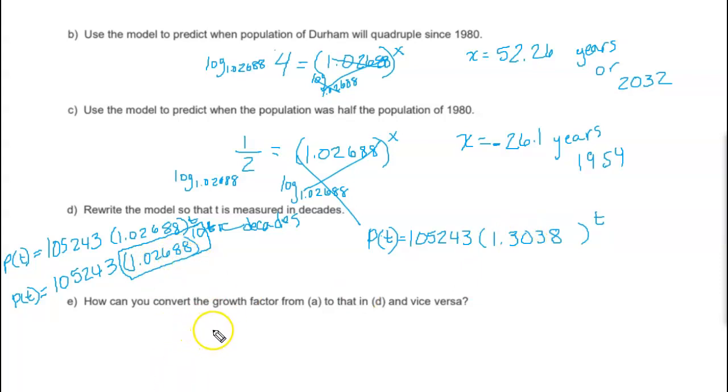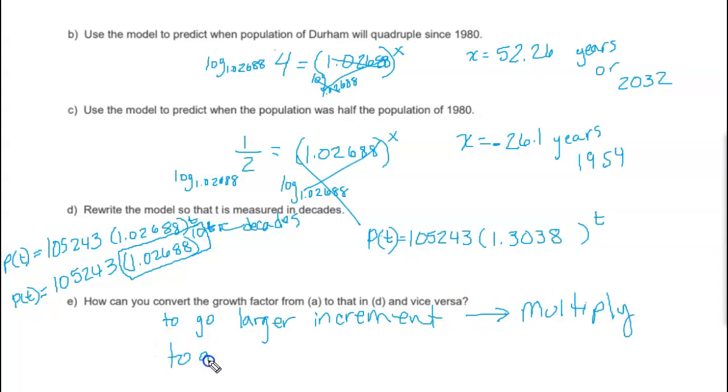How can you convert the growth factor from years to decades, and vice versa? The big idea here is remembering how many times it's getting done. Am I changing 1 year to 10 years? What is that actual amount? Another way to think about it is if you want to go to a larger increment of time, like from 1 year to a decade, I'm always going to multiply up in the exponent.